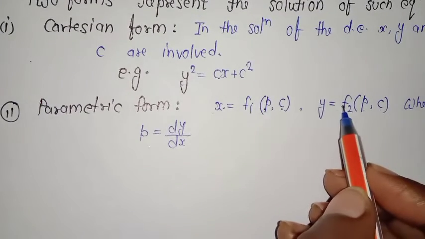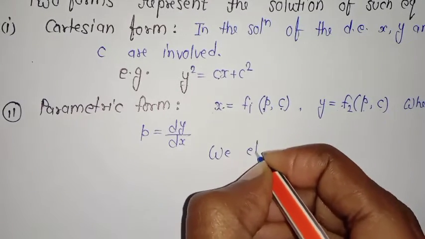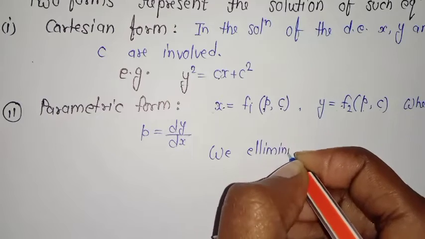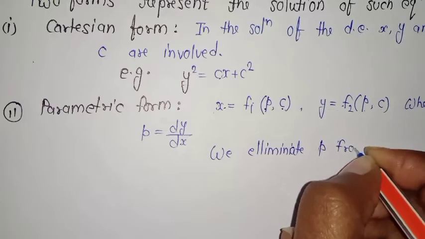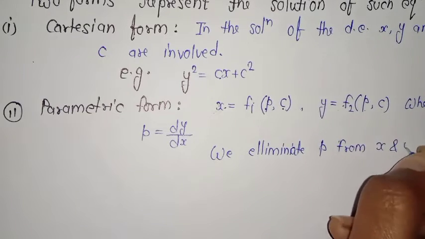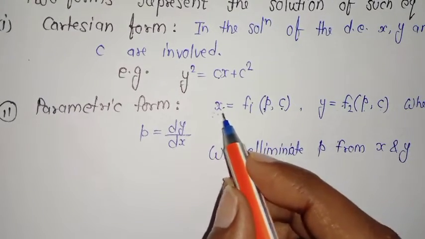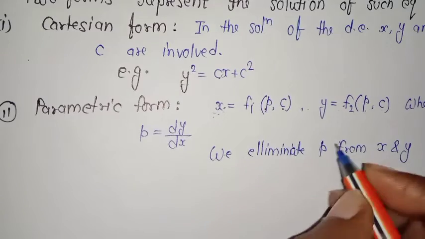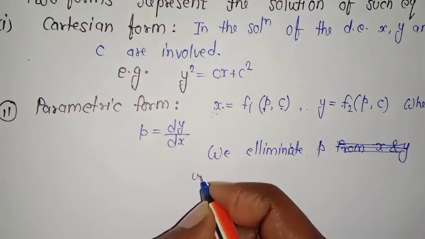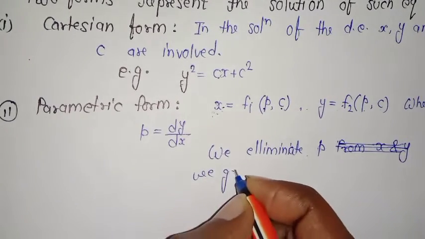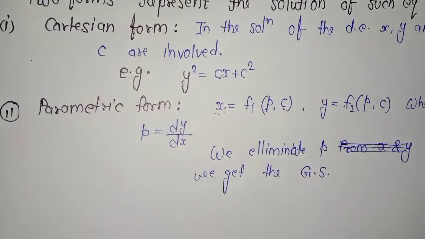Now from these two equations we will eliminate p. So we eliminate p from x and y. Sorry, there is some mistake. We will get the solution of this form. You are given an equation from which you have to eliminate p. After eliminating p, we get the general solution. I am writing it as GS, that is, the general solution.